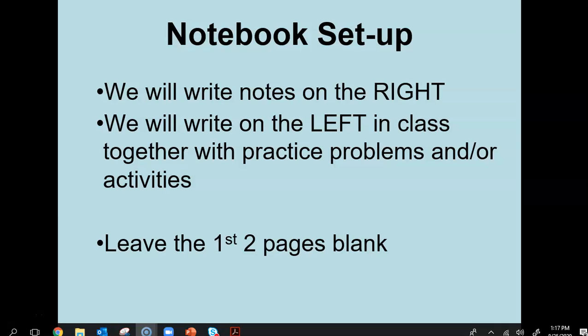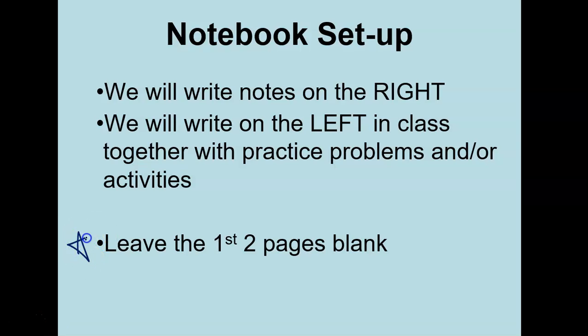So when we set up our notebook, what I suggest you do is leave the first couple of pages blank, and you might want to do a table of contents with that. Two to three pages blank would be ideal. Then when you start taking notes, you will write your notes on the right side. So you have your notebook, and say this is your spiral. You are going to take notes on the right. And then on the left in class, you will do activities, practice problems, etc. So today, skip a few pages and start on the right.